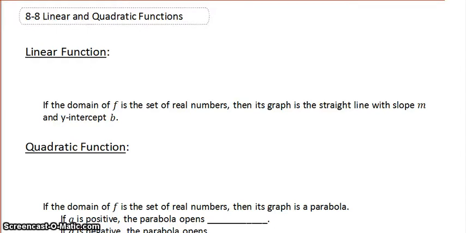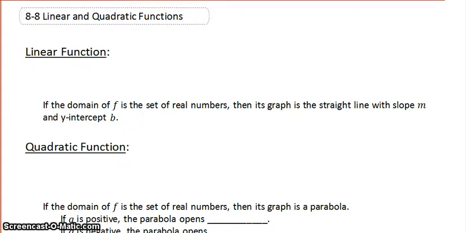Alright, so we're doing 8-8, which is linear and quadratic functions. This is going to be the last section we're going to be doing in chapter 8. Okay, awesome. So let's figure out the difference between a linear function and a quadratic function.